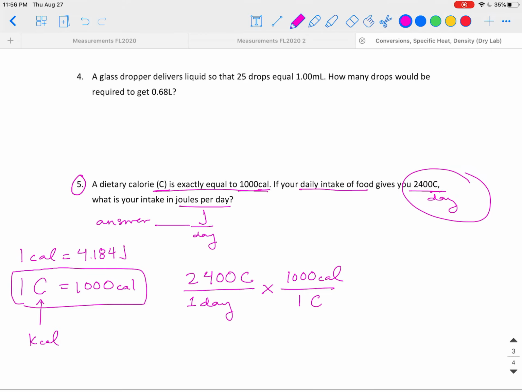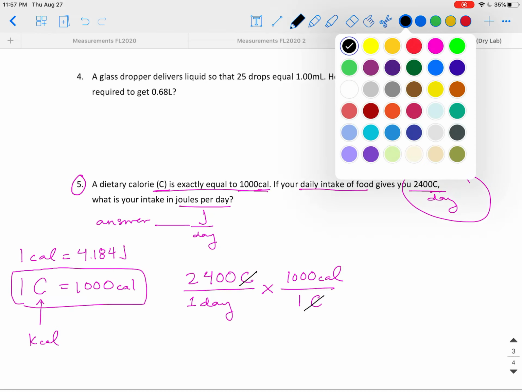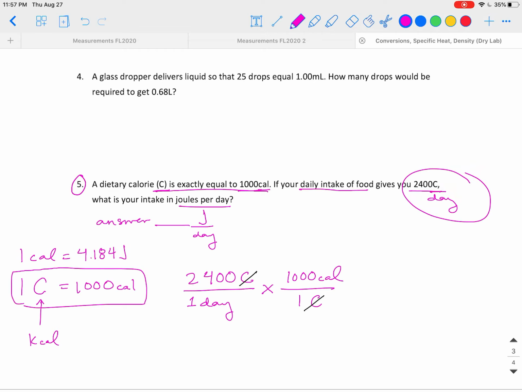All right, so now we have capital C on top and bottom. Cancel those units. And we have one more step. So now we're going to go from calories to joules. So I'm going to write this conversion factor so that calories cancel. So for every 1 calorie, it's 4.184 joules, and calories cancel. So now we're left with joules per day on bottom, okay?